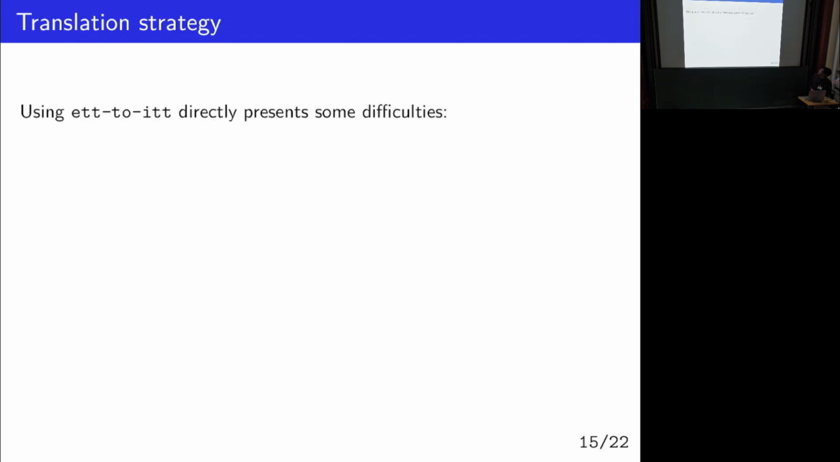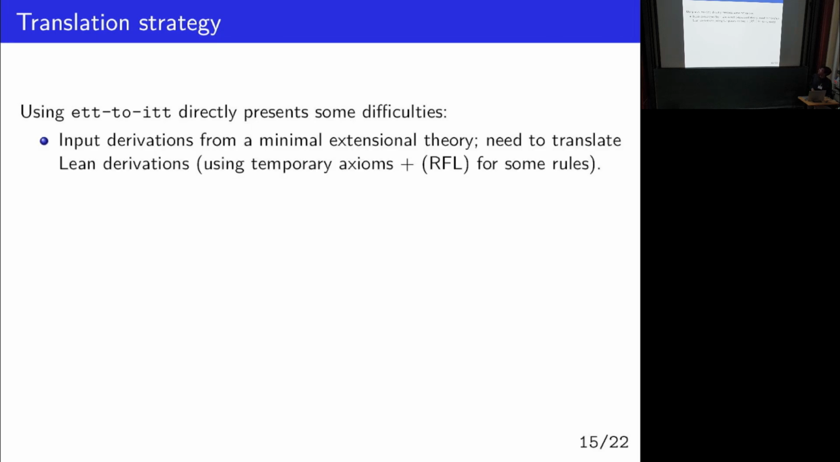Okay. So using this directly, so trying to use the Coq formalization of this directly may be a bit difficult, because the input that we need to this tool will be from a minimal extensional theory that was used in the paper, and we'll need to translate Lean derivations to this minimal theory. And again, any definitional equality that Lean uses will need to be somehow temporarily substituted with axioms, similarly to how we would do for proof relevance.